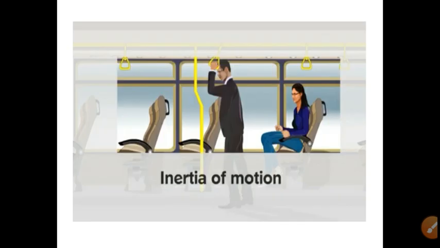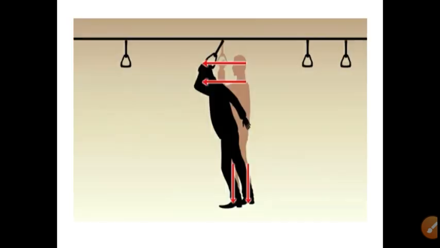Next, let us see an example for inertia of motion. Suppose you are in a moving bus. Along with the bus, you are also in motion. Suppose the brake is applied suddenly. What will happen? When the brake is applied suddenly, you will fall forward. Why does this happen? Initially, you were in motion along with the bus. Both you and the bus are moving.